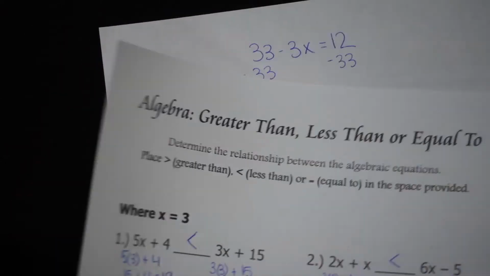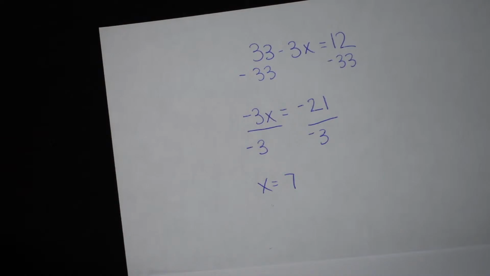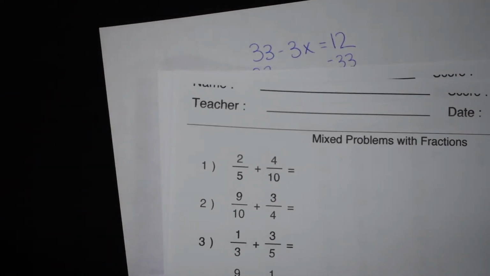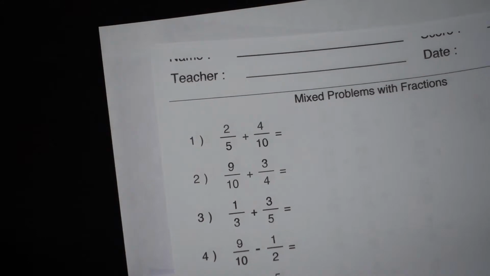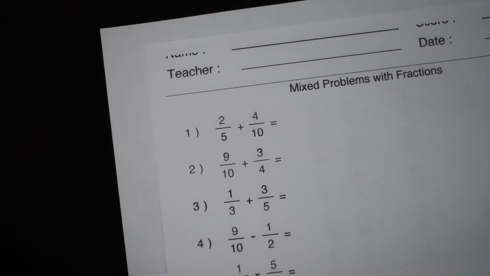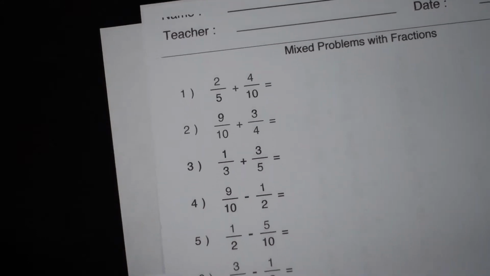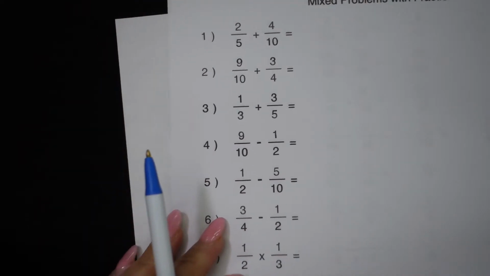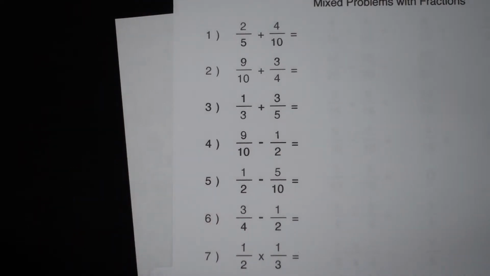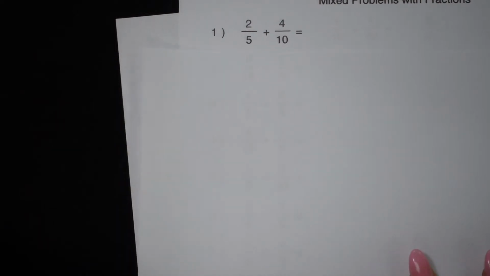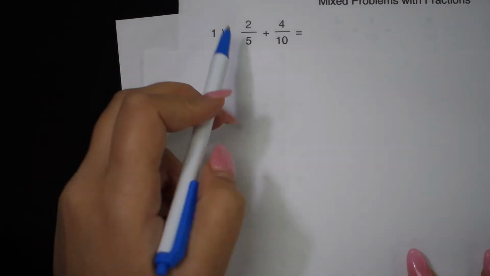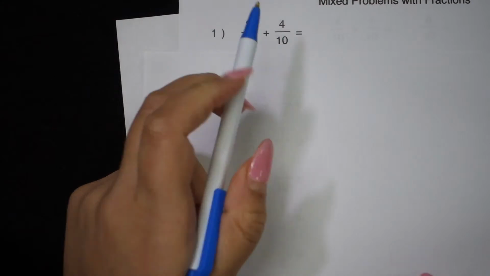So now we know how to solve algebraic equations as well as set them greater than, less than, or equal to each other. Now we're going to deal with solving fractions. So adding fractions, subtracting fractions, multiplying fractions, and dividing fractions. Sometimes that can be a little difficult to grasp at first, but as you practice more and more, it becomes easier. So looking at the first equation, we have 2/5 plus 4/10.